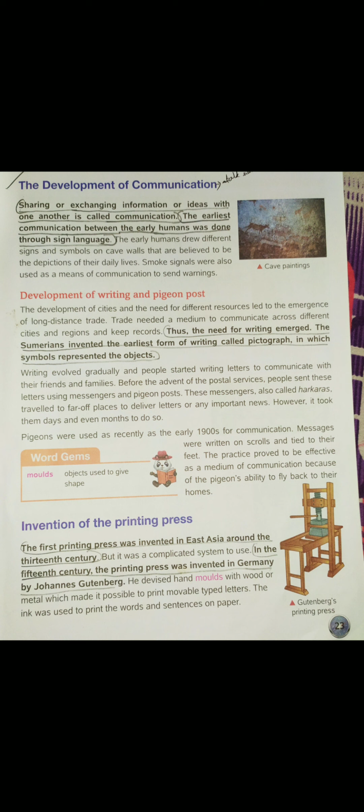In the 15th century, the printing press was invented in Germany by Johannes Gutenberg. He devised hand molds with wood and metal, which made it possible to print movable types of letters. He made models of metal and wood letters, and used them to take advantage of printing. In a short time, he could print many things.